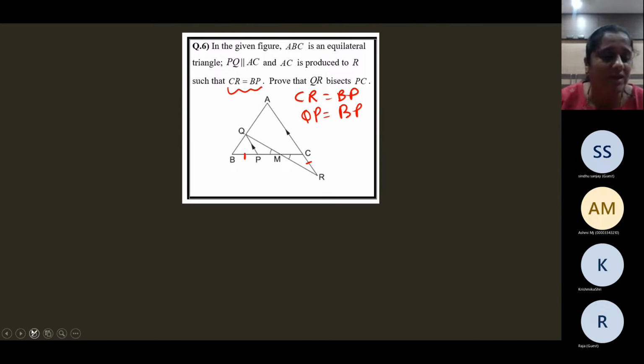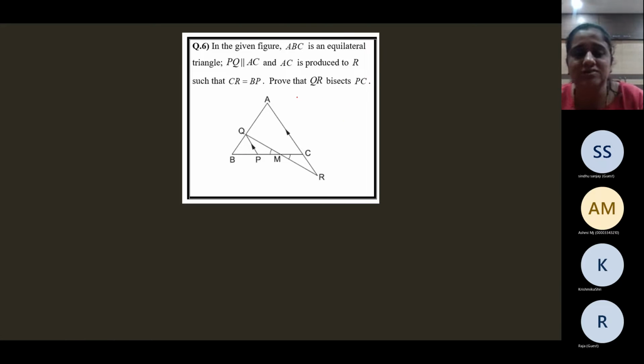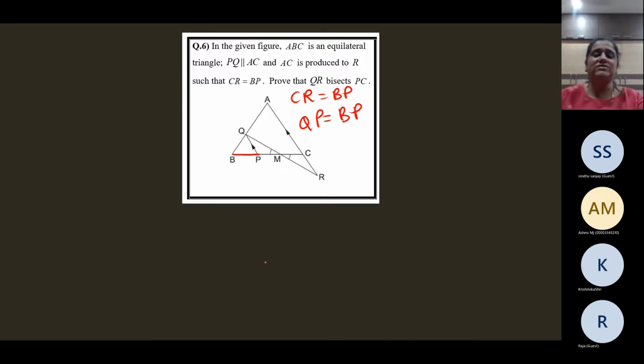So you should make out from the way I'm writing. CR is equal to BP, given. But this BP is equal to QB, but that we don't want, so it's equal to QP. BP is equal to QP. So when you compare these two, we get CR is equal to QP.